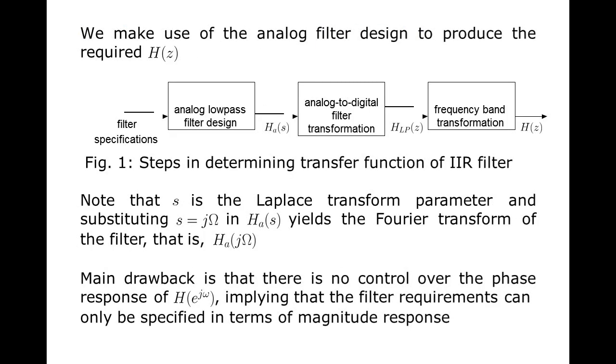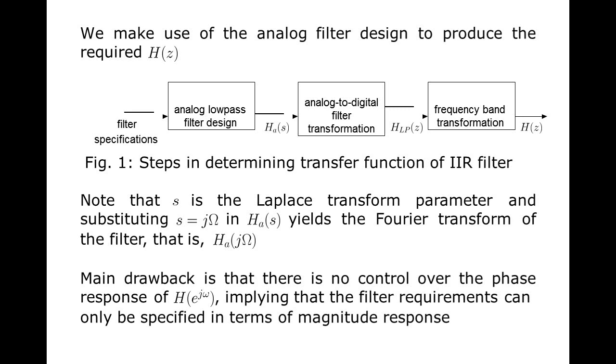See how we make use of the analog filter design to produce the required H of z. Initially, the design specifications of the filter, called the filter specifications, are given by the designer. According to that, we design the analog low pass filter using either the Butterworth polynomial or the Chebyshev polynomial. Then we use a transformation technique to convert the analog filter into a digital filter, and lastly we can use the frequency band transformation. These are the steps to determine the transfer function of an IIR filter.